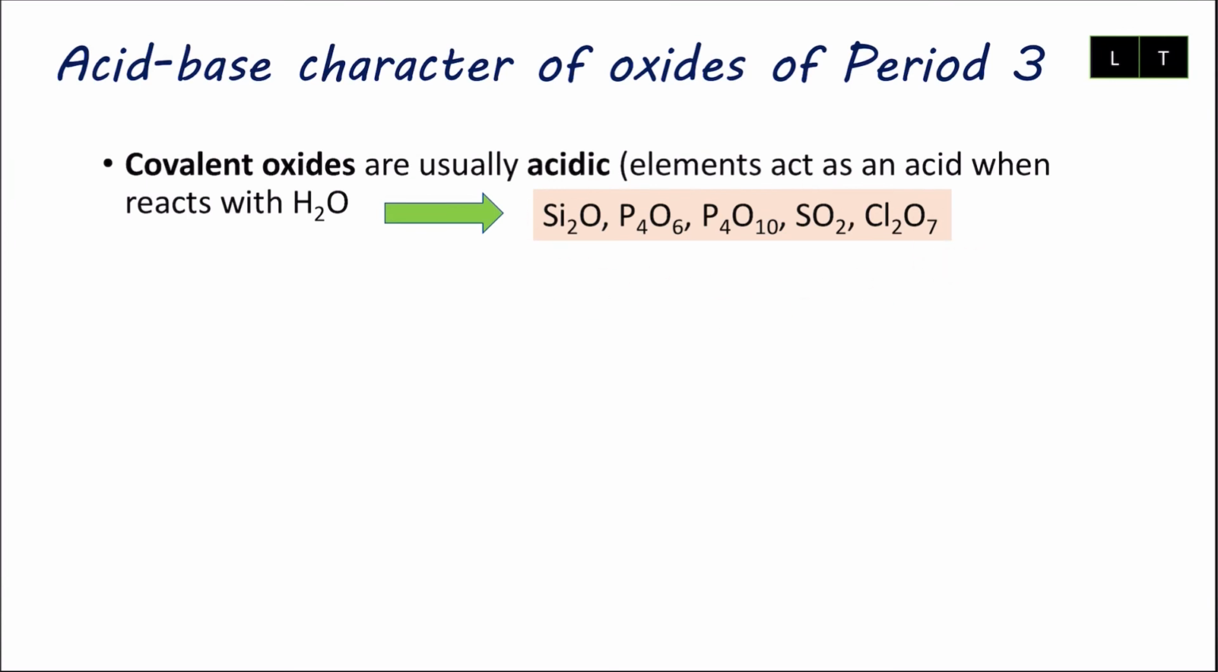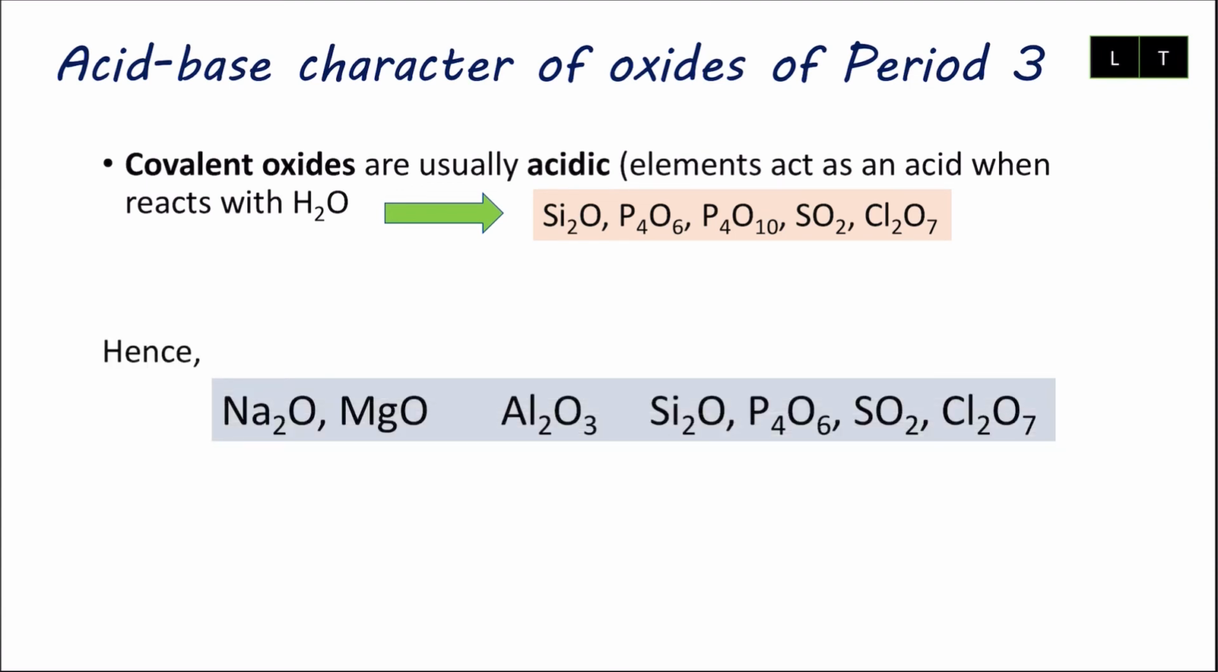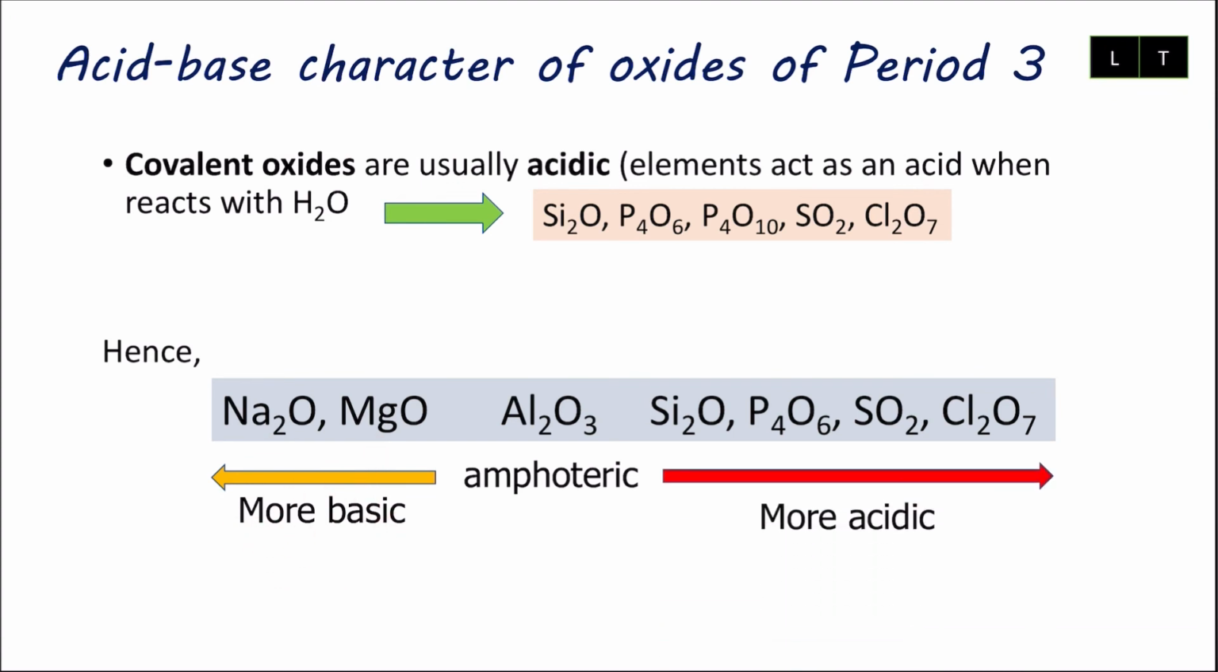So kenapa dia covalent oxide? Because to form Si2O, Si element will share the electrons with O. So that's why the bonding happen is covalent bonding. Hence, what can we conclude that from left to right, we can see that in the middle of it, Al2O3, this one is amphoteric oxide, and then towards to the left, we have Na2O and MgO, more basic oxide, and the rest of them towards to the right, more acidic oxide.